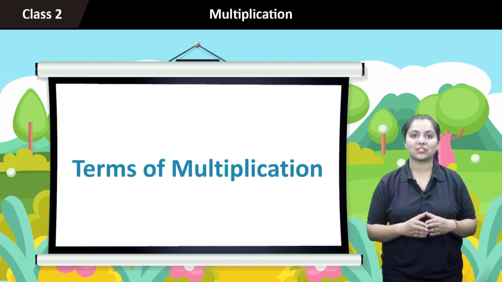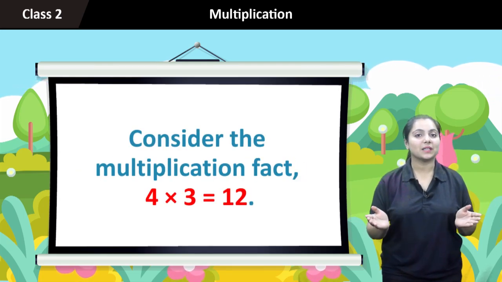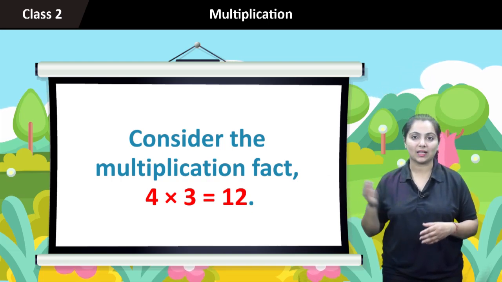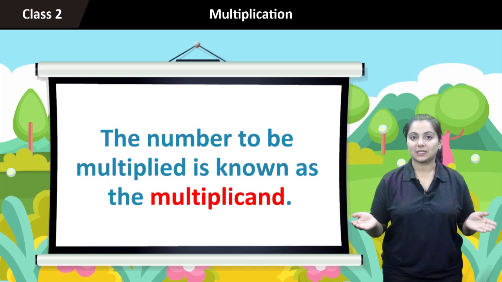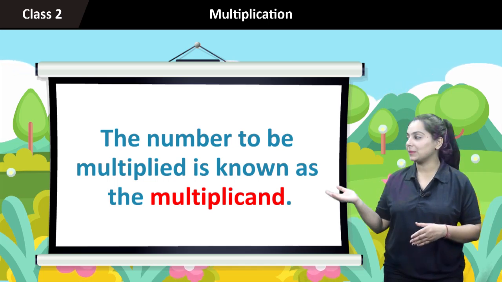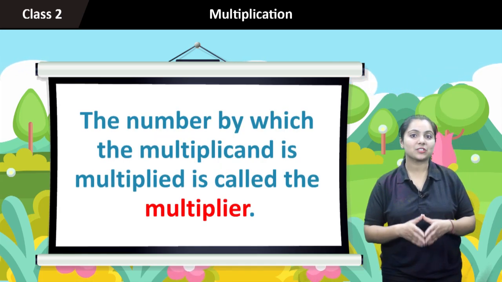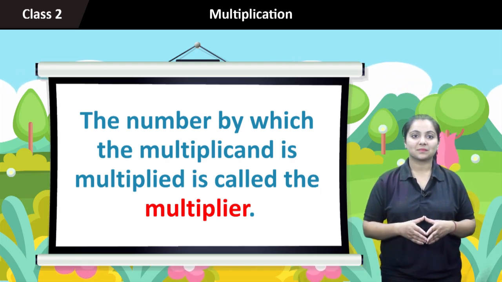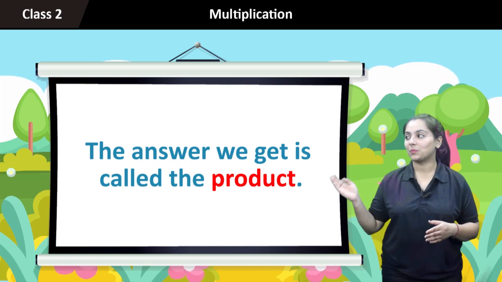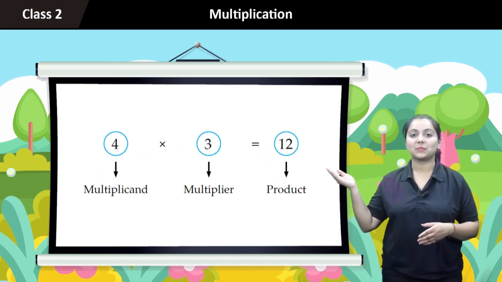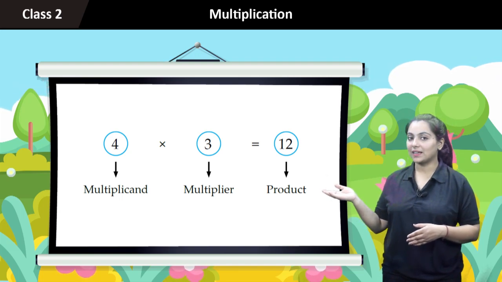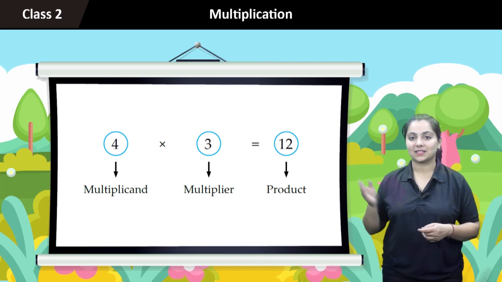Terms of multiplication. Consider the multiplication fact. 4 multiplied by 3 is equal to 12. The number to be multiplied is known as the multiplicand. The number by which the multiplicand is multiplied is called the multiplier. The answer we get is called the product. Here 4 is the multiplicand, 3 is the multiplier and 12 is the product.